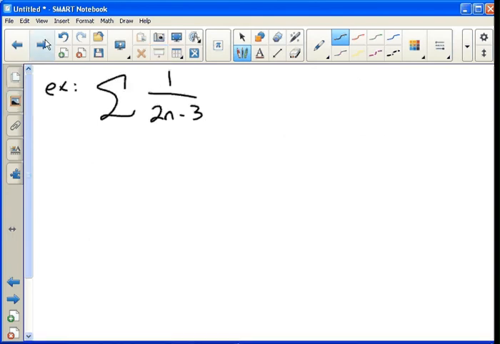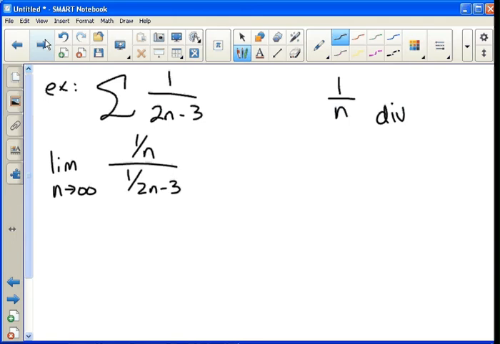First, we have the series 1 over 2n minus 3. Similar to the direct comparison test, you want to strip this down to something you can compare it with, 1 over n. 1 over n diverges. It's a p-series that diverges. So here's what we're going to do. We're going to take the limit as n approaches infinity and put one of them over the other one. We'll take the limit, and if we get a finite positive answer, we know they both do the same thing.